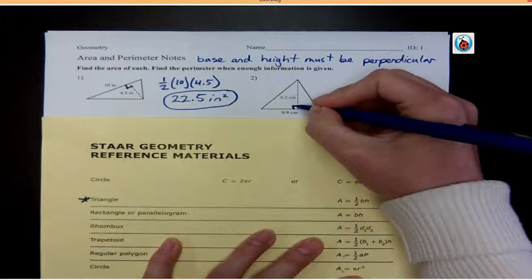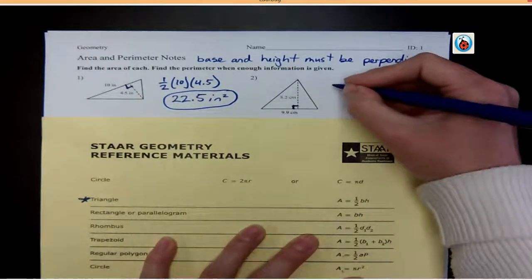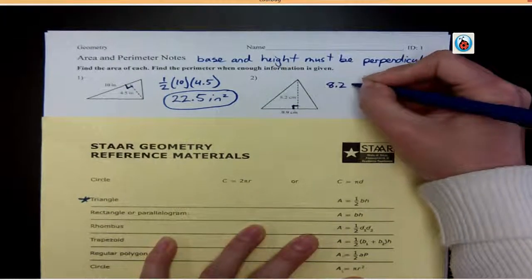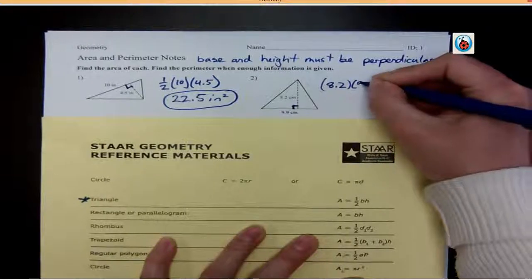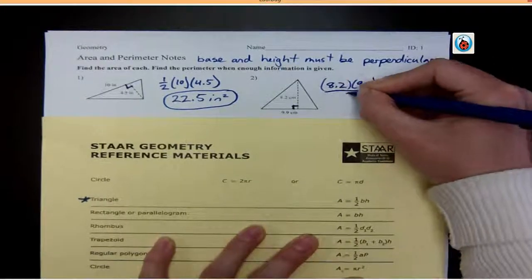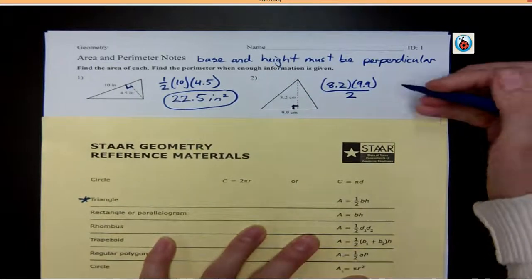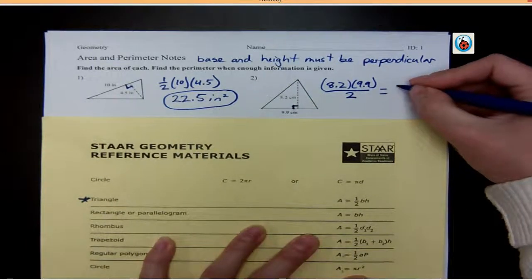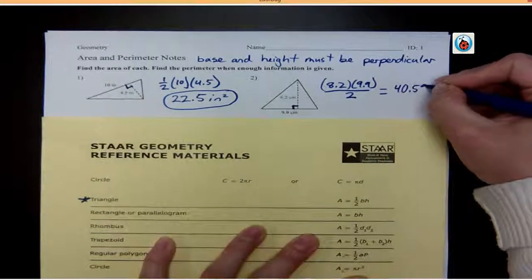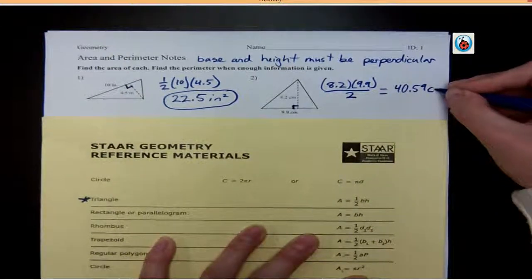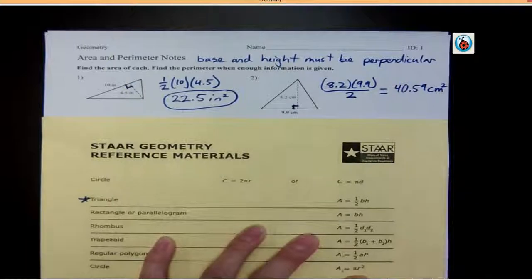Here, again, we have the right angle. I know that's my base and height. So I do 8.2 times 9.9 divided by 2, which is the same as 1/2. It's just how you prefer to type it into the calculator. That comes out to 40.59. This time we're in centimeters, so centimeters squared.